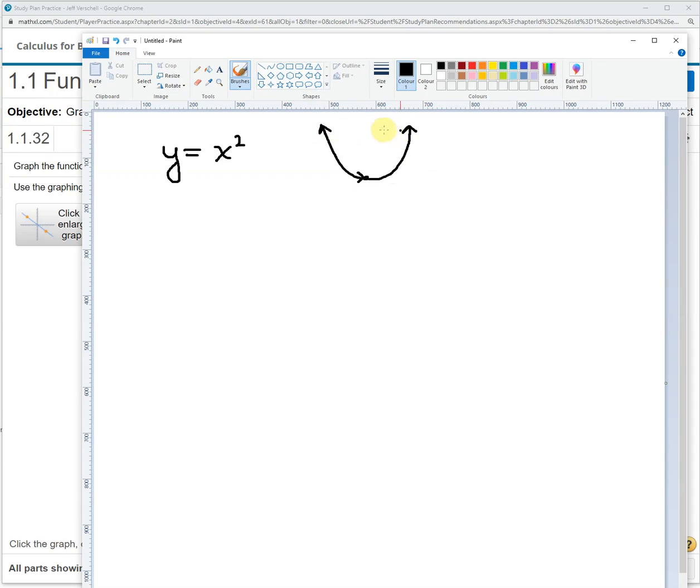Now we do put the arrowheads on both sides because the graph continues in both directions, but realize, as I'm going from left to right across my screen, this graph is going down first, and then it's going up. And that's what my power is telling me. If I were to change it up and make it negative x squared, well, instead of going down and then up, it would go up and then down. Okay? Again, notice as I go from left to right, it's going up and then it's going down.